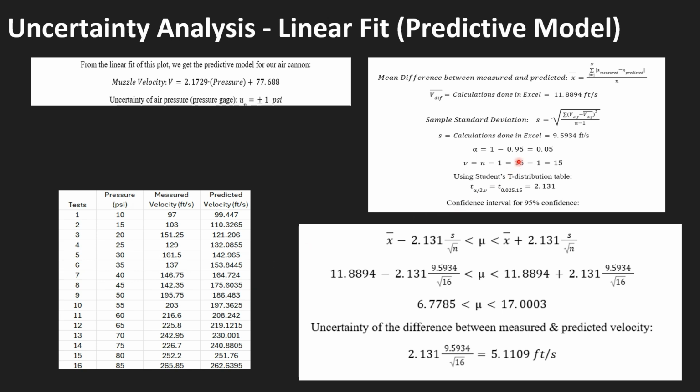After this, we found the difference between the two, and then using this difference, we found the mean difference was about 11.8 feet per second, and the standard deviation to be about 9.59 feet per second. And using this in Student's t distribution table, we were able to find our confidence interval with about 95% accuracy to be 6.7 to about 17 feet per second, with our overall uncertainty being 5.11 feet per second.